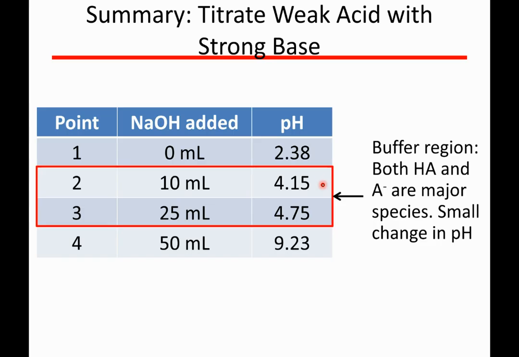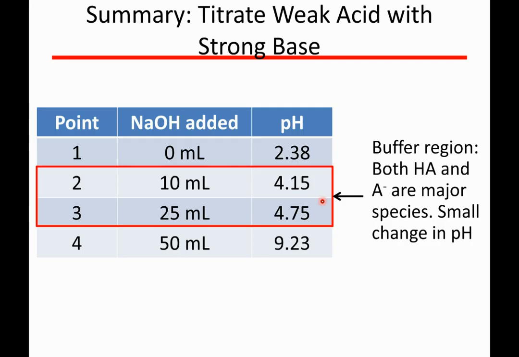We refer to this as the buffer region of the titration, where both the weak acid and its conjugate base are major species. And because you have a buffer that's generated at this point in the titration, you'll have a fairly small change in the pH as you're adding more and more of the sodium hydroxide.